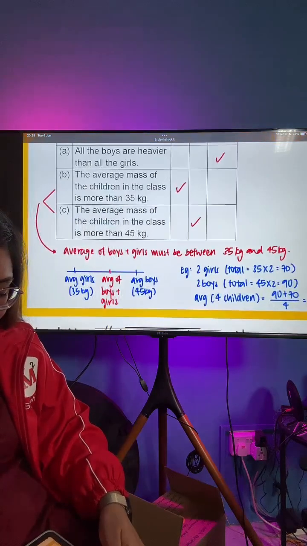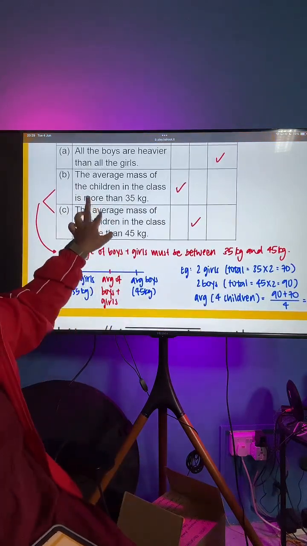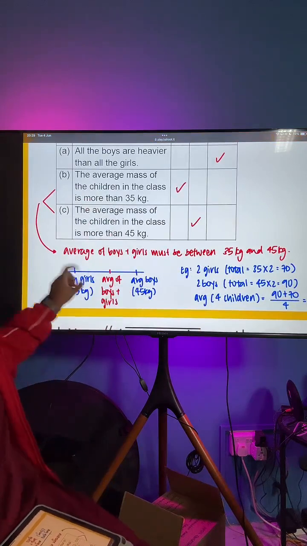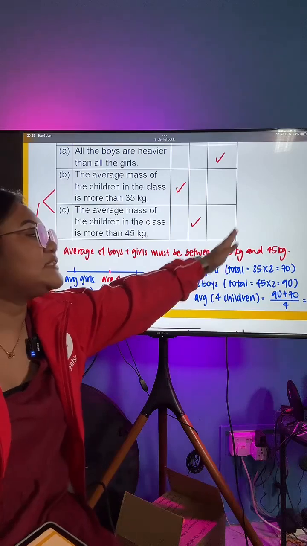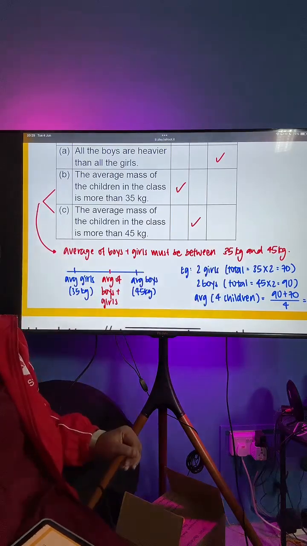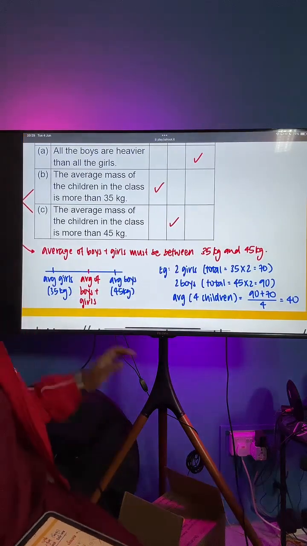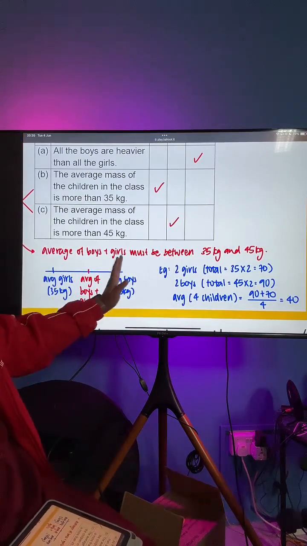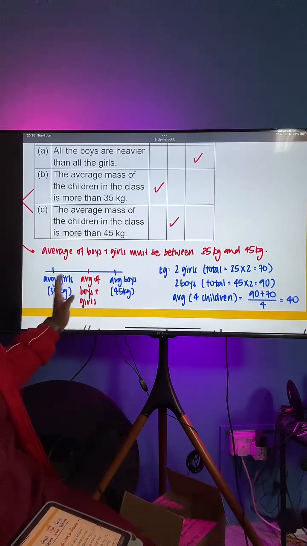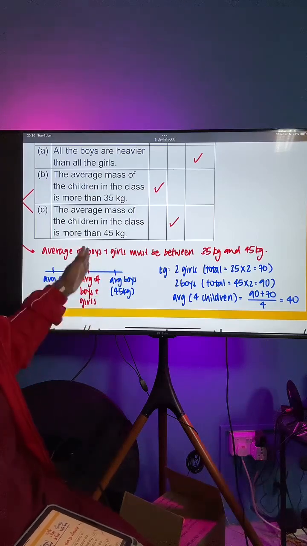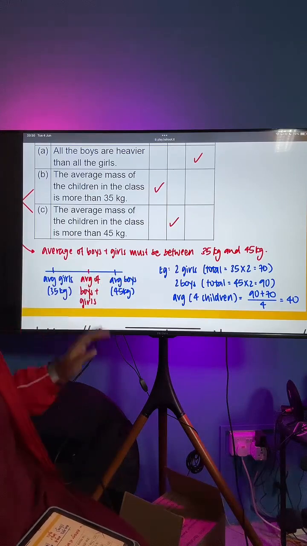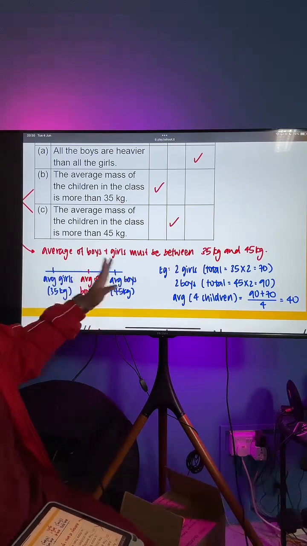Now for part B and part C together, I explained together. Just remember this. The average of everyone, boys and girls, must be between the average of the girls and the average of the boys. Okay, it must work that way. The average of the two parts must be at the two ends. The average of the total must be somewhere inside the range here. It must be in the middle. So it must be more than 35. It must be less than 45.